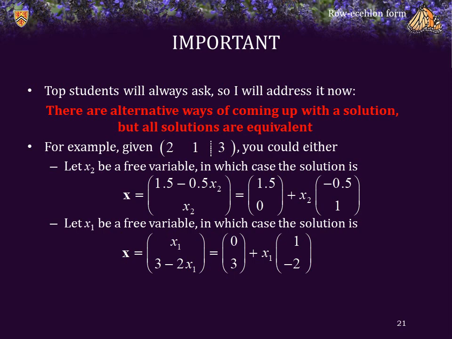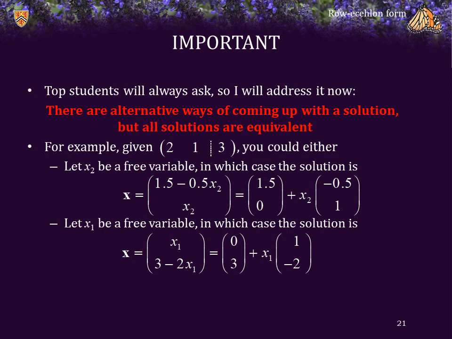Are they the same? Well, perhaps the easiest point to note is that the vector that is multiplied by a scalar in the first case is negative 0.5, 1, and in the second it's 1, negative 2. You will notice that the second vector is a scalar multiple of the first vector. In fact, it's the first vector multiplied by -2.